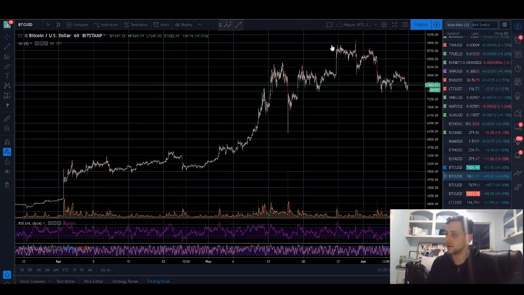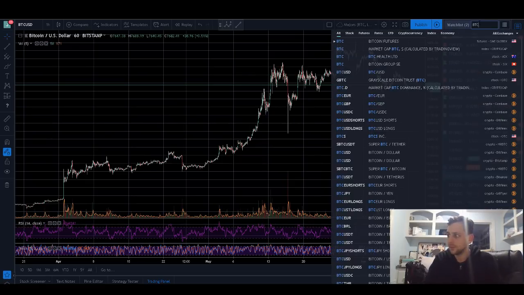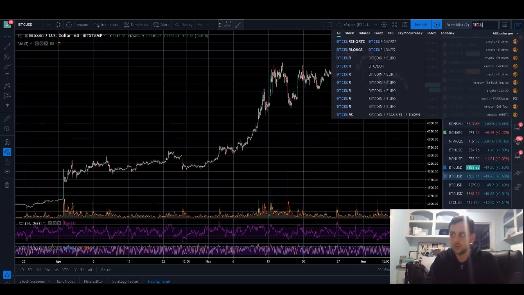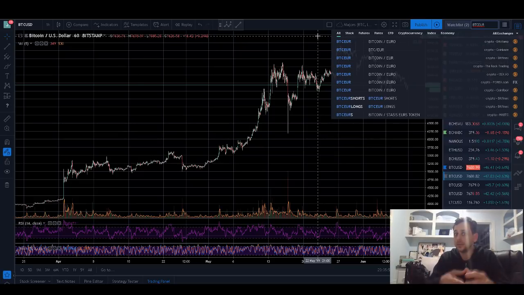So if you go on here and you look at, let me show you, if you go up over here where my watch list is, we'll go over that in a second. If I type in BTC and I'm looking for BTC compared with euros, EUR. So this is where we're looking at the price of Bitcoin in euros. Using these pairings, you would use your euros to buy BTC or sell your BTC into euros.